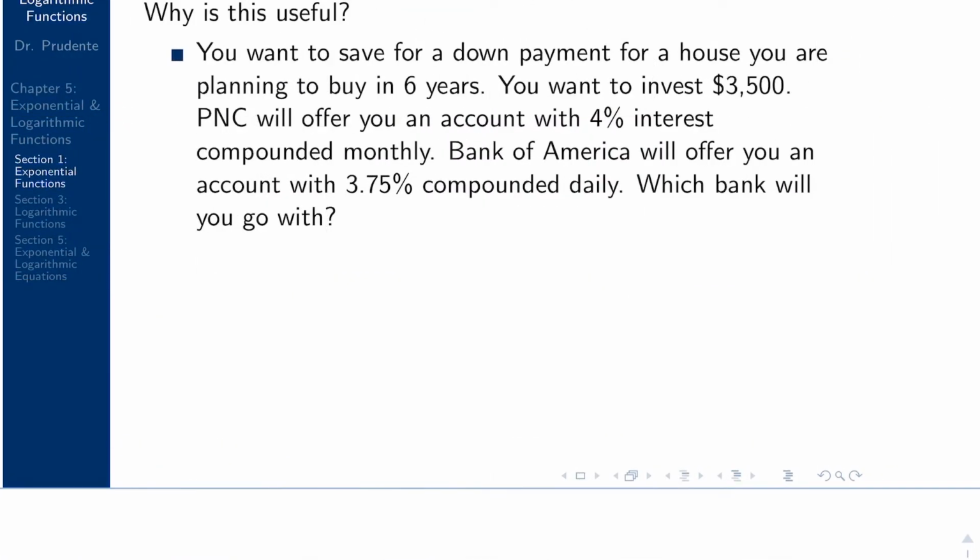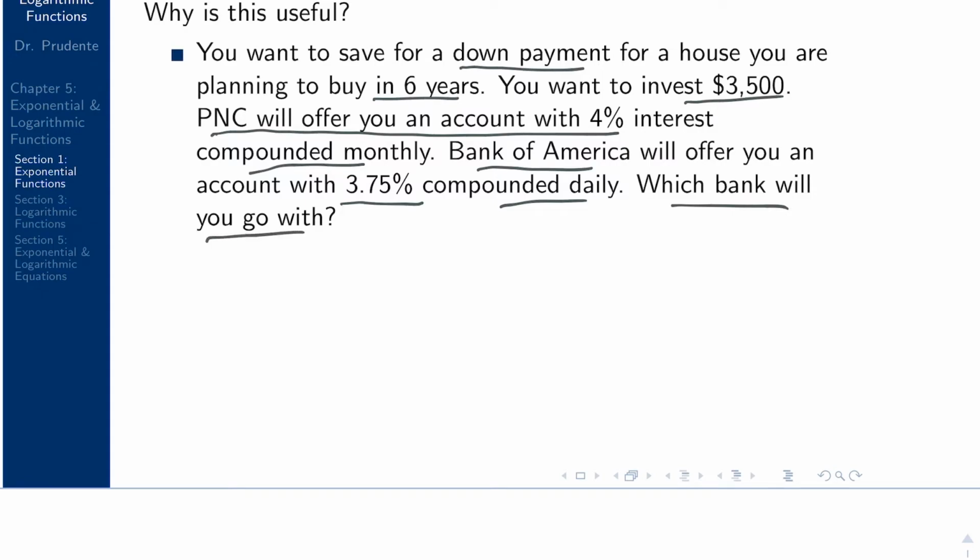One of the questions we want to answer is why might this compounded interest equation be useful? And the answer, of course, is in figuring out loans. So for example, we want to save for a down payment on a house that we're going to buy in 6 years. And we have $3,500 to invest today. So we go to two different banks. PNC will offer an account with 4% interest compounded monthly. Bank of America, on the other hand, will offer you a slightly lower rate, at 3.75%, but it will compound your interest daily. And the question is, which bank will give you the most money? Which bank will you want to put your money in?